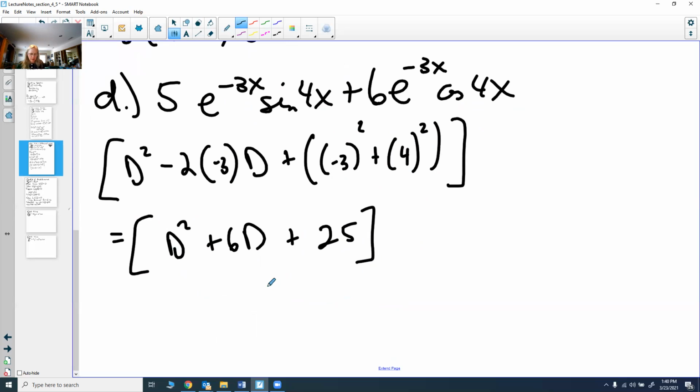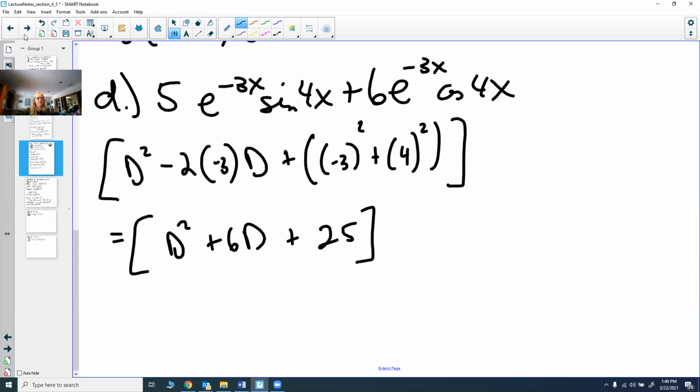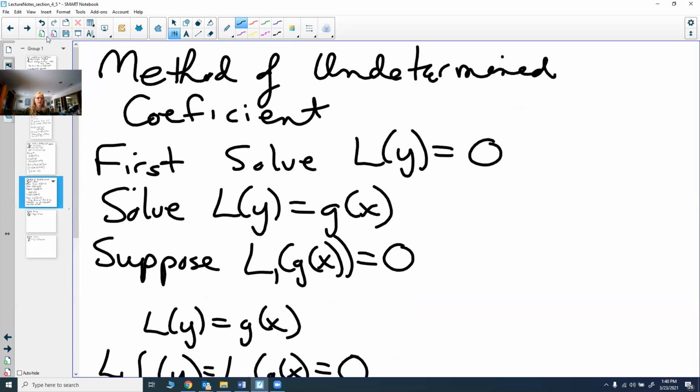All right, now that we have an idea of the annihilation and what we would use, we can now move on to how we use this. And again, this is called the method of undetermined coefficients, which is what we're going to be using. And the first thing we're going to do is solve L of y equals 0.